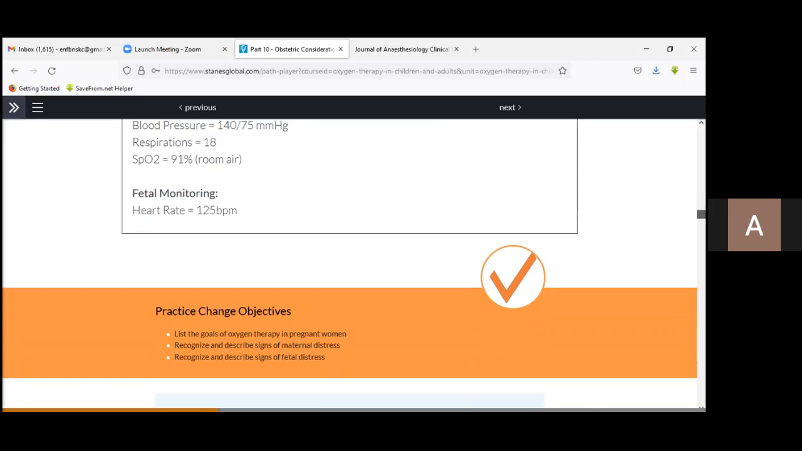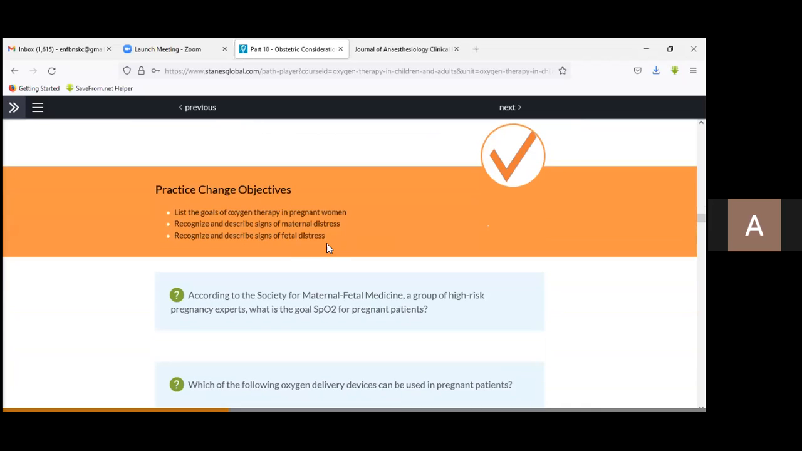So what we're supposed to learn here is to be able to list the goals of oxygen therapy in pregnant women, to be able to recognize and describe signs of maternal distress, and also to recognize and describe signs of fetal distress. This is what we do every day in our various facilities. Now, the goals of oxygen therapy are important here, as you've seen that saturation is 91%. So let me call on Dr. Salim, if he's around with us, to take us through a couple of questions to illustrate this. Dr. Salim? Yes, I'm around.